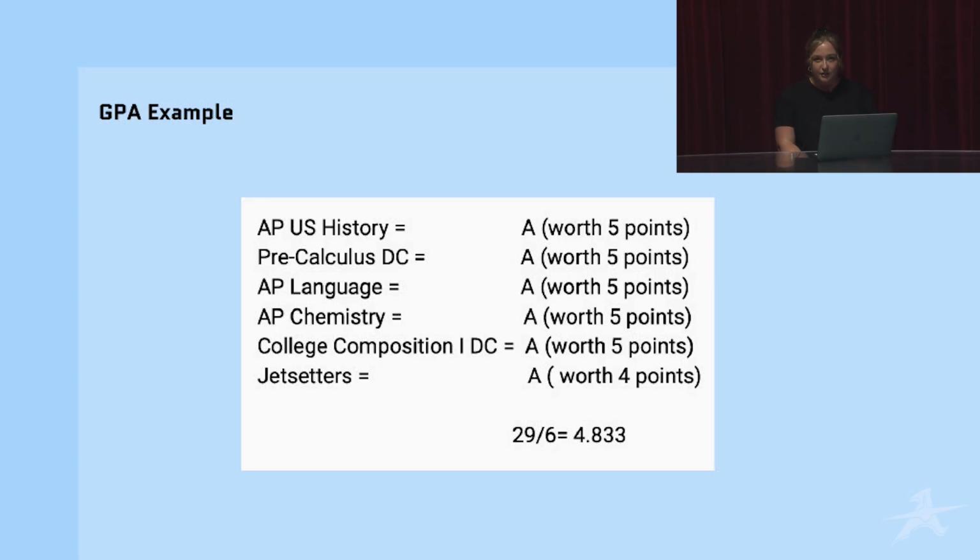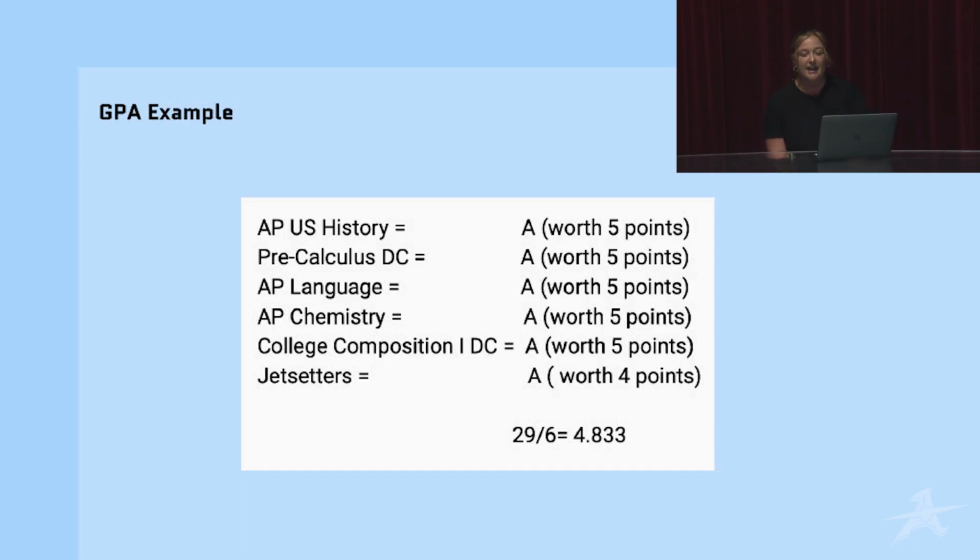We have one more student, and this is a really great example because it shows you this student has 5 classes that are weighted on a 5-point scale, and then they also are taking jet setters. So they're taking one of those classes they really enjoy that's an elective class, but you'll notice that jet setters class is weighted on a 4-point scale. So when we calculate out this student's GPA, we took 29 divided by 6, and they actually have a 4.8.